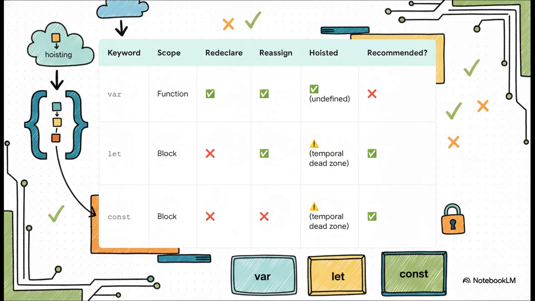This table really breaks down the critical differences. Let's look at the scope column. Notice how var is function scoped? That's a pretty big, loose container. But let and const are block scoped, which means they only exist inside the nearest set of curly braces. That gives us way more control. Now look at Redeclare and Reassign. The fact that var lets you do both is actually a huge source of bugs. Let and const are much stricter, which leads to more predictable code. And that's exactly why they're the standard now.